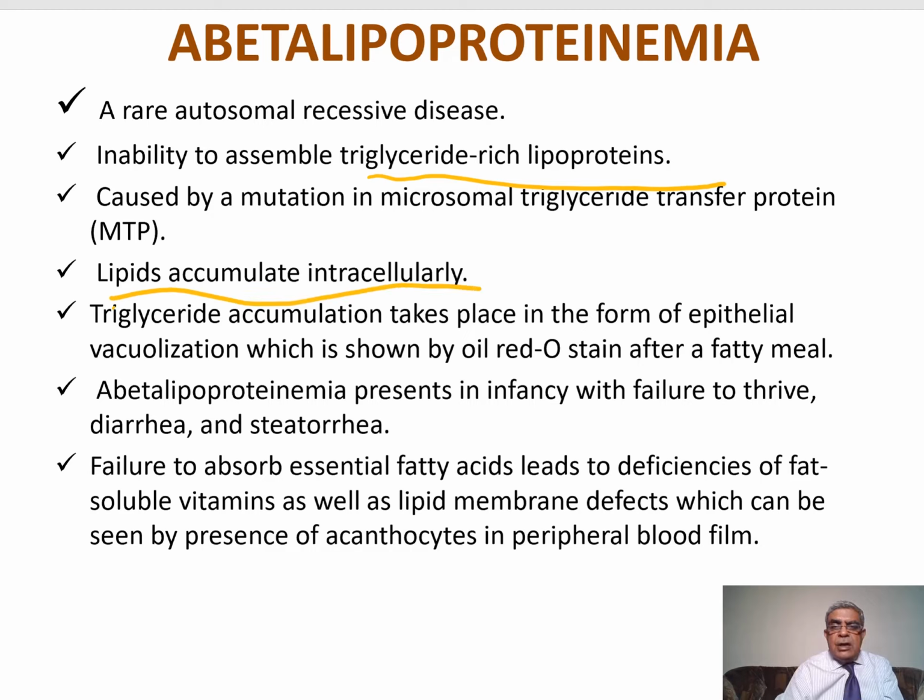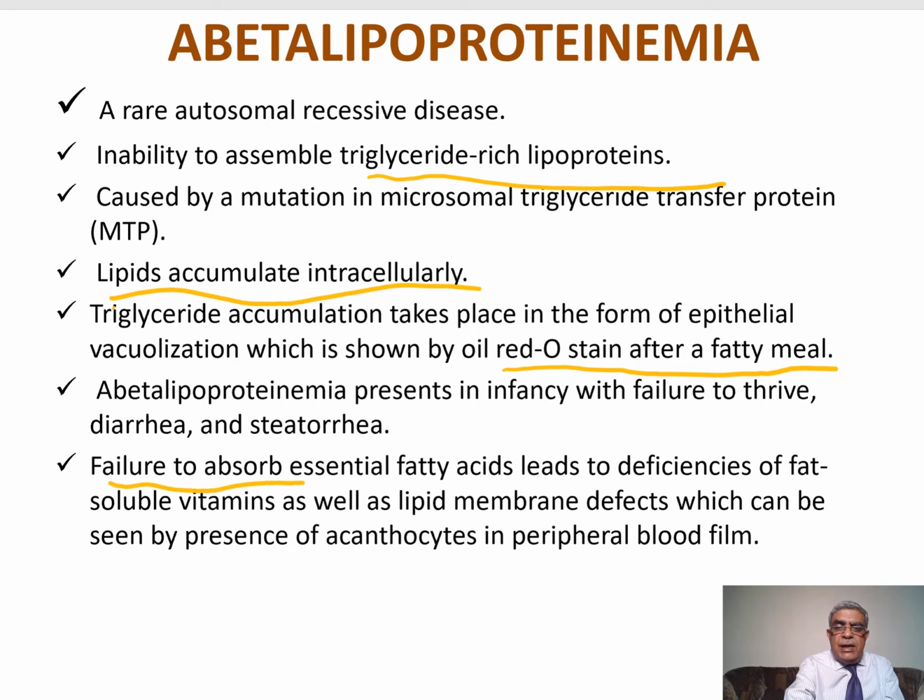Lipids accumulate intracellularly. Triglyceride accumulation takes place in the form of epithelial vacuolization, which is shown by oil red O stain, particularly after a fatty meal. Abetalipoproteinemia presents in infancy with failure to thrive, diarrhea, and steatorrhea.